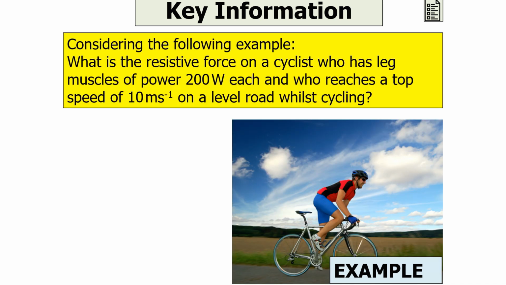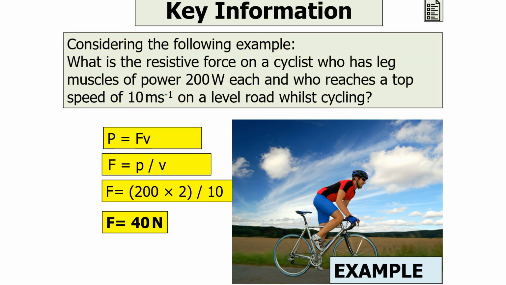The next example looks at the following. What is the resistive force on a cyclist who has leg muscles of power 200 watts each and who reaches a top speed of 10 meters per second on a level road while cycling? So we know that P equals Fv. In this case, F is equal to the power over the velocity. So it's 200 times 2, as the cyclist has 2 legs, as shown in the image, divided by 10, so our force is 40 newtons.